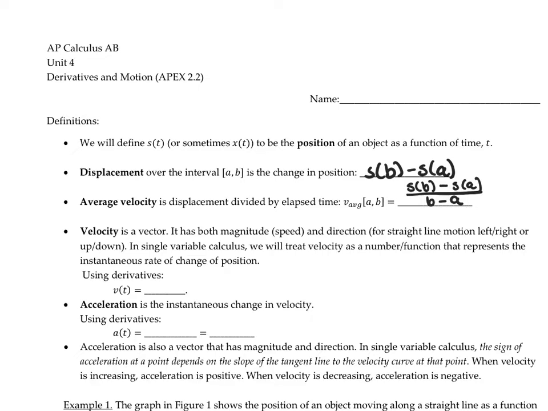Using derivatives, velocity is just the instantaneous rate of change of position, and so that would be the derivative of the position function, so it would be s prime of t. Now, acceleration is the change in velocity, the instantaneous rate of change of velocity. So acceleration is the first derivative of velocity, so v prime of t, which in turn makes it the second derivative of position.